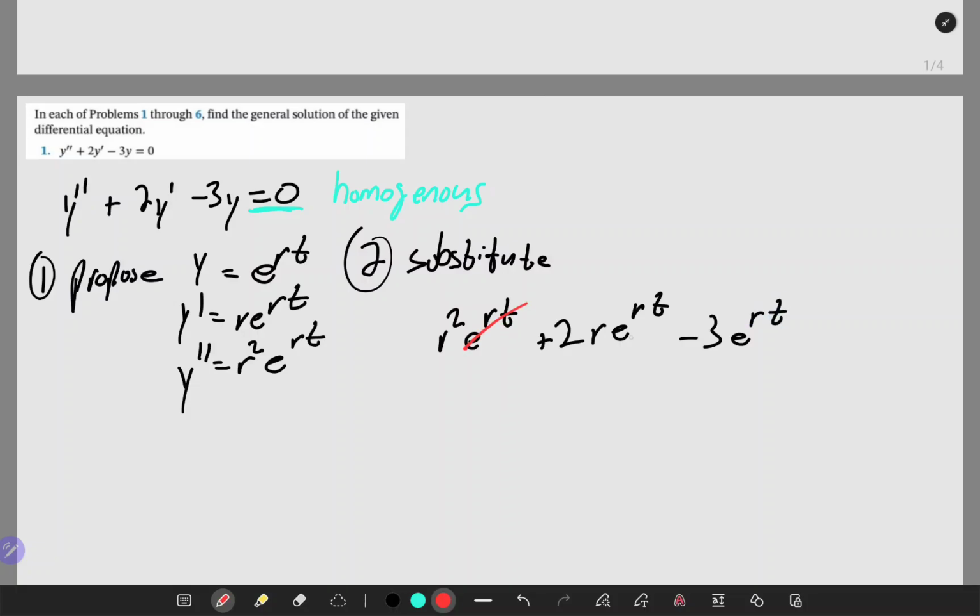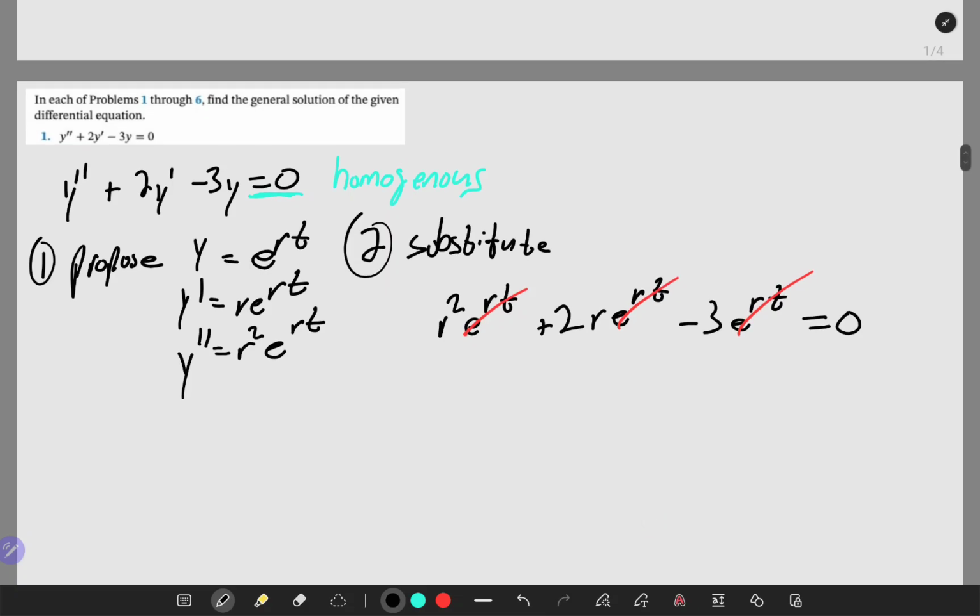Now, after you get good at this stuff, for all of these questions, e to the rt is going to cancel out every single time because it's homogeneous. It's going to be in every term. So if you want to, you can take a shortcut and just not even write down the e to the rt. But I just want to do it in these examples to show you what happens here. So we're left with r squared plus 2r minus 3 is equal to 0.